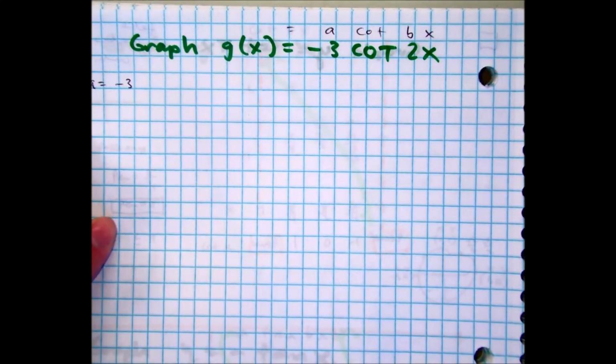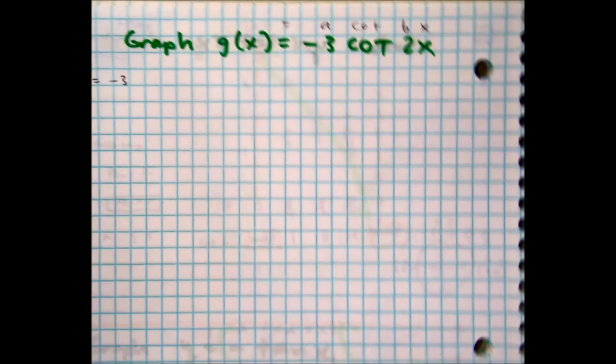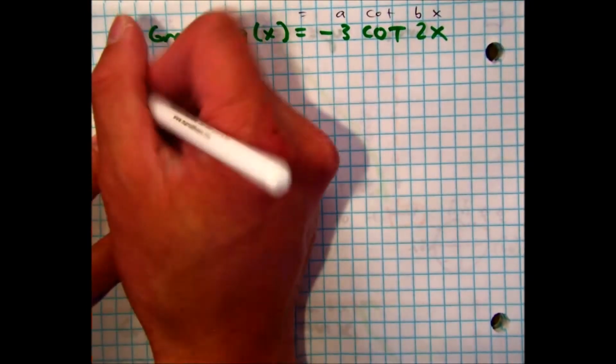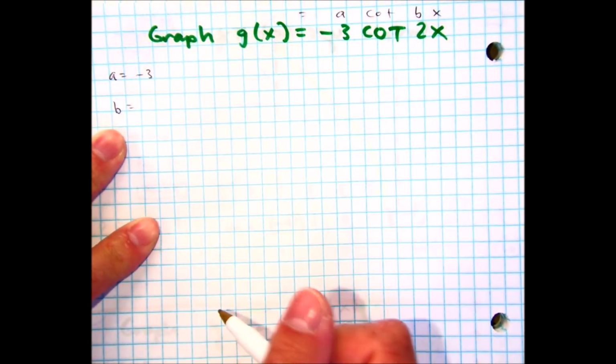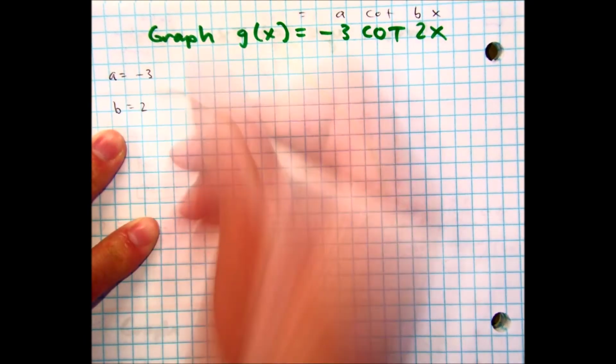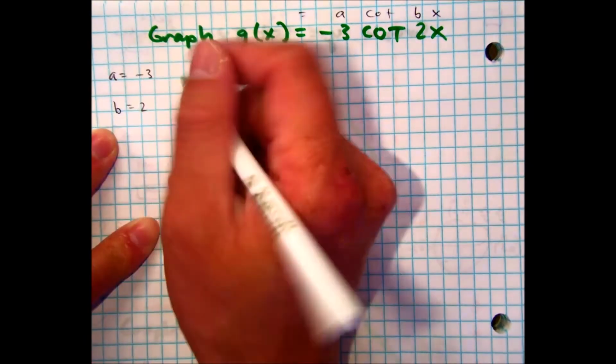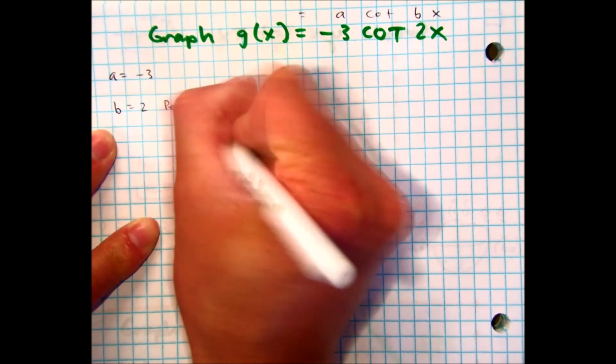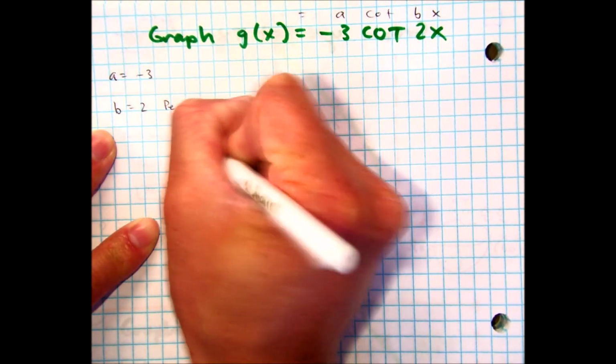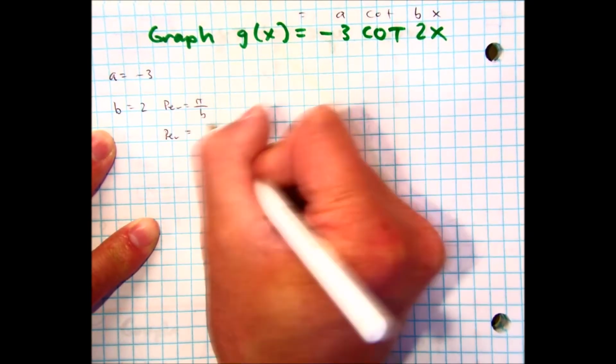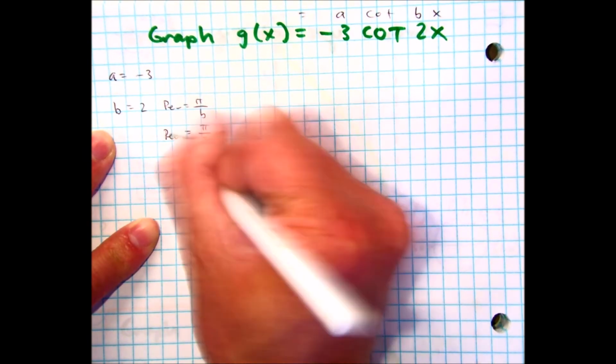Class, does that mean we have an amplitude of -3? No. Our B value? 2. Class, what equation do I use for the period? Pi over B. So I'm going to have my period to be what? Pi over 2. Pi over 2.